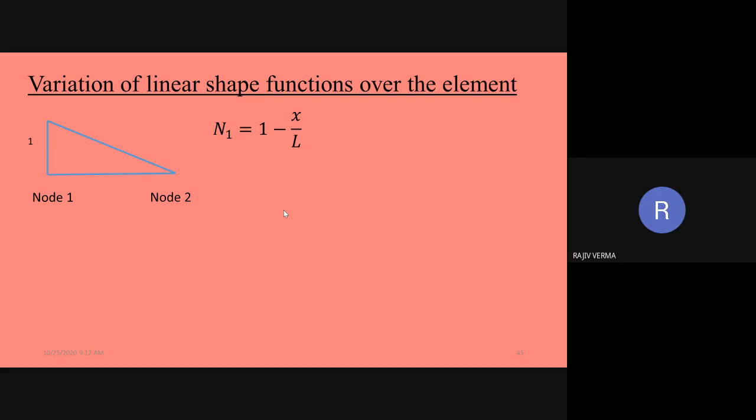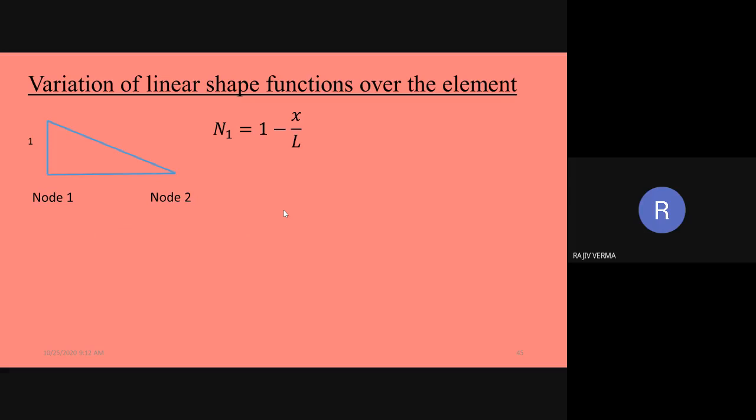Since both the shape functions happen to be linear shape functions, obviously they are going to have a straight line behavior. The other thing to be noticed is that the value of shape function number n1 is 1 at node 1 and 0 at node 2. This can simply be found by substituting the value of x in the equation. For node number 1, x is 0, so that gives us the value of n1 to be 1.